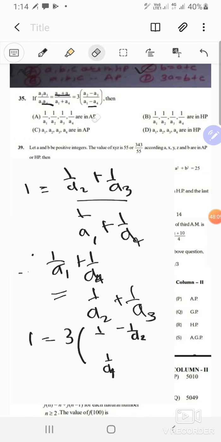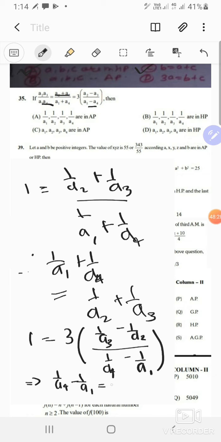Why did I write it like that? So 1 upon a3 minus 1 upon a2 upon 1 upon a4 minus 1 upon a1. Okay, it seems more like these are in harmonic progression. So that gives me 1 upon a4 minus 1 upon a1 equals 3 times of 1 upon a3 minus 1 upon a2. Okay, that's one of the nice equations which we get.